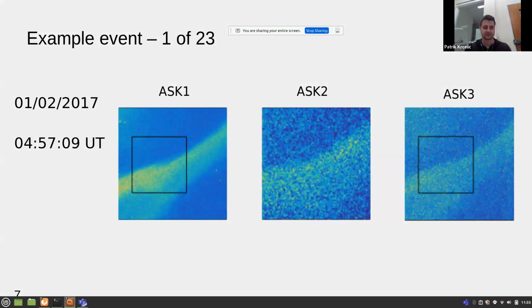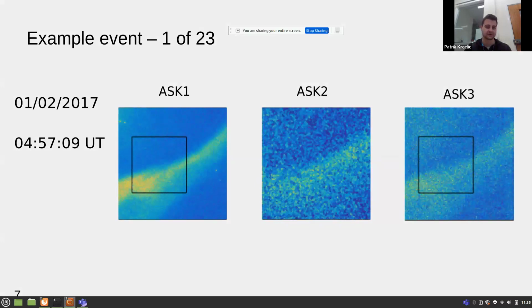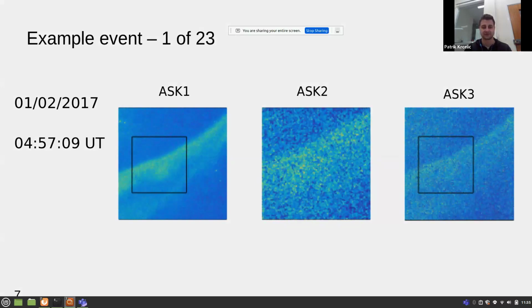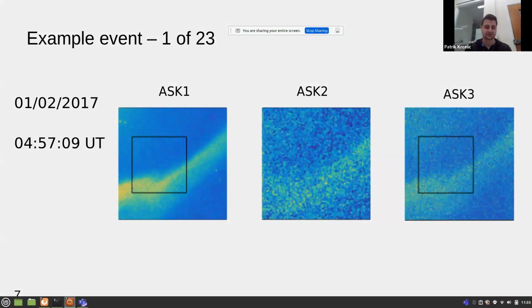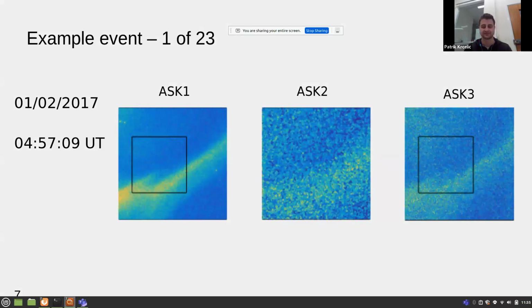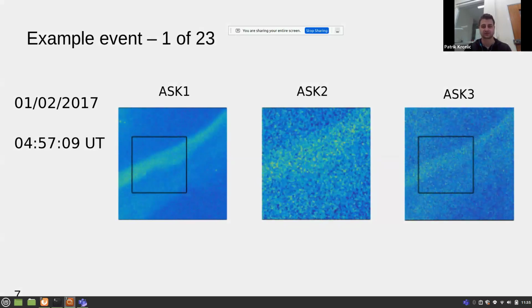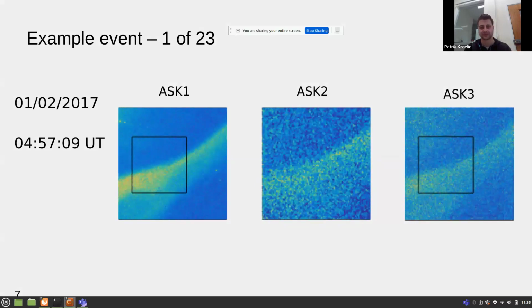So this is one of the example events just to explain what we do. This is the event from 1st of February 2017. We have our 3 ASK cameras, ASK 1, 2, and 3. And during this event, there was a telescope present on ASK 2. So the black rectangles on ASK 1 and ASK 3 are the field of view of ASK 2.